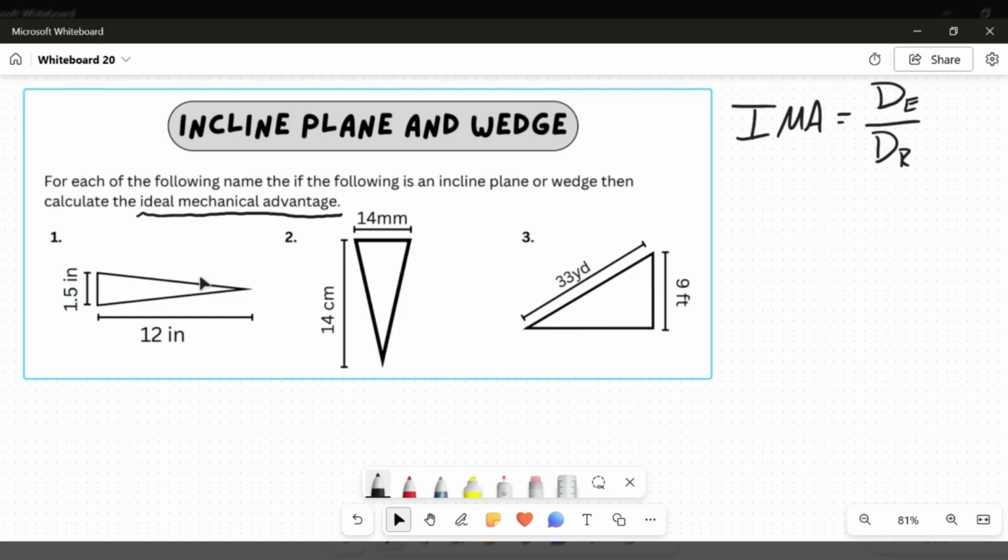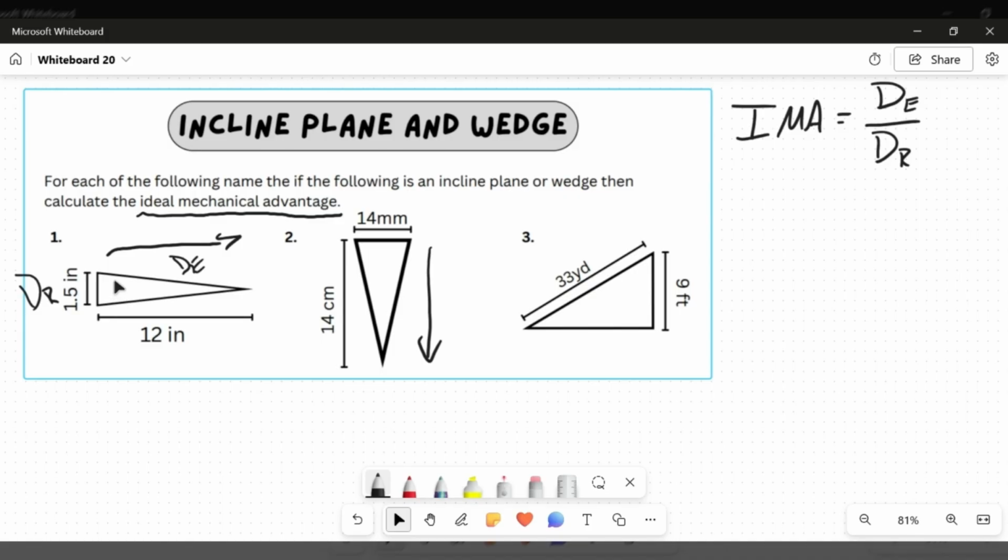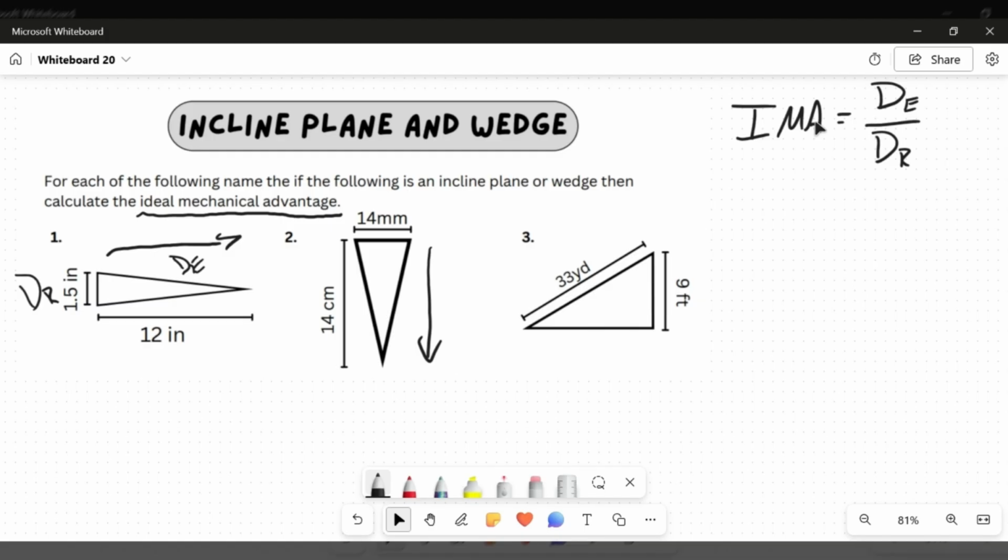For these, if you're using an axe or a knife or a sword or anything, it's a wedge. The effort is basically going in this way because if I'm going to chop with this axe, I'm going to chop in this direction. For this one, I'm going to chop in that direction. And so this would be the effort distance. And then the resistance is how wide that thing is. So if we make it wider, it'll be harder to chop through something. Knives are always really skinny, right? If we make it really wide and chunky, it's not going to go through very easily. So IMA equals effort distance divided by resistance distance.